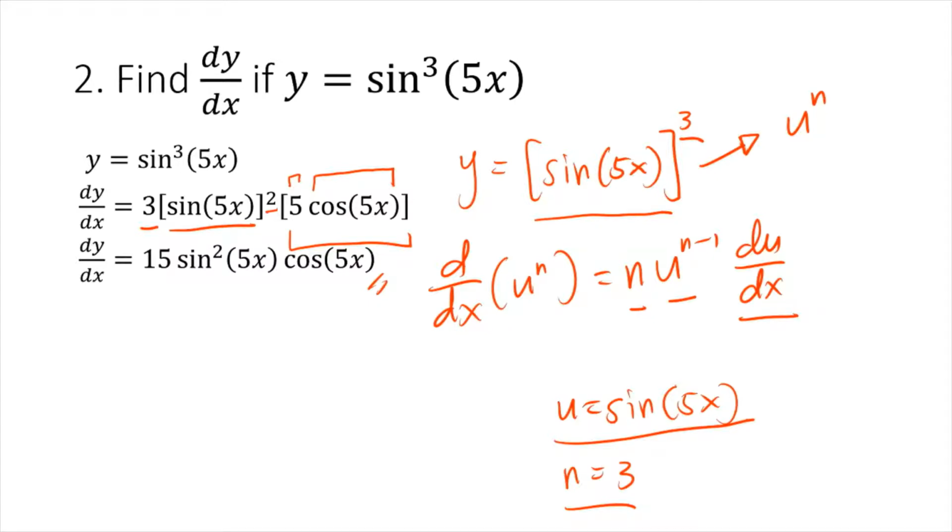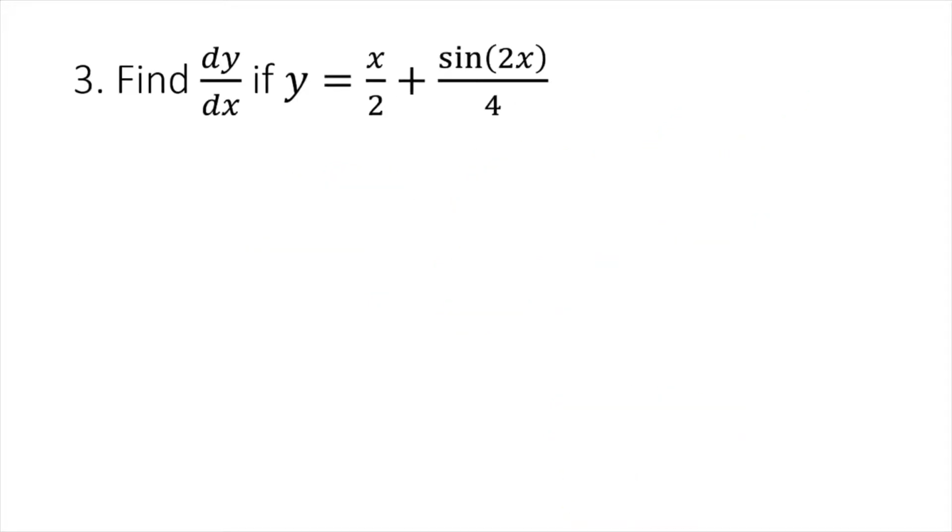Next problem. Find dy/dx if y is equal to x over 2 plus sine of 2x over 4. Okay, we have fractions here. So some of you might immediately apply the quotient rule, right? However, if you look at the denominators, both are just constants. So there is really no need to apply the quotient rule. We can just apply the constant multiple rule, where we factor out the constant and differentiate the rest.